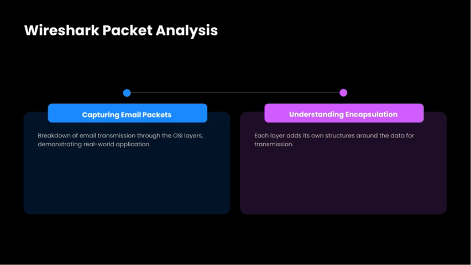When we capture email packets, what we're really seeing is a step-by-step journey of data as it moves across different layers of the network. Each layer adds its own set of structures or headers around the core data to ensure it can be properly transmitted and understood at the destination. This process is known as encapsulation.